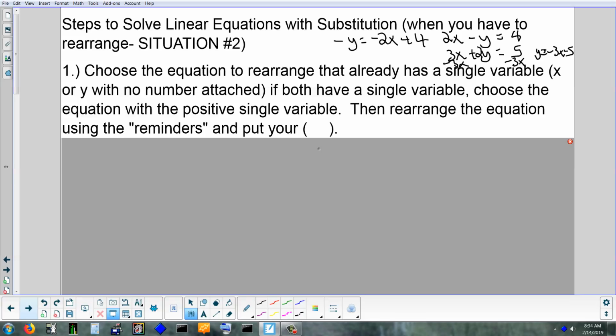Again, you're looking at your system. Neither equation has x equals or y equals. So now you have to rearrange some stuff. That's what we'll talk about in situation 2 today. Try to find the one that has the positive single variable. If you don't have that, then we'll have to just move something that has a negative attached. And that's okay. All right?